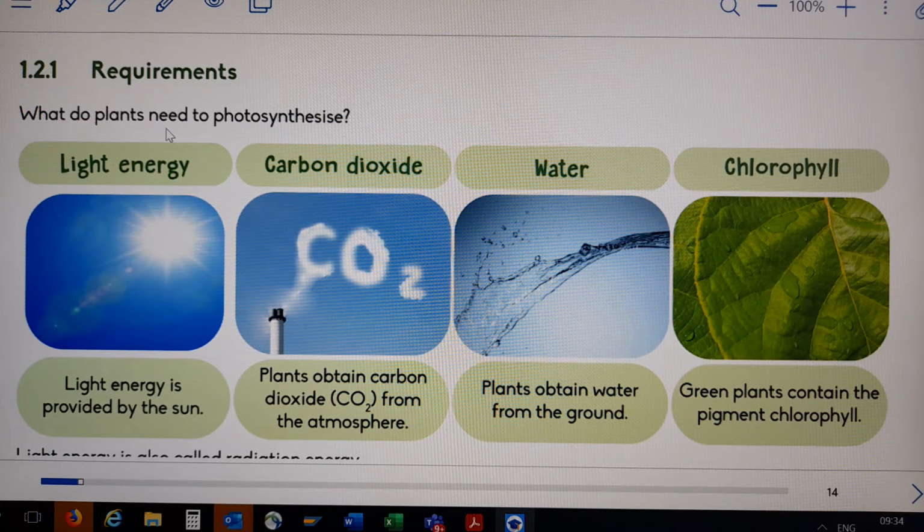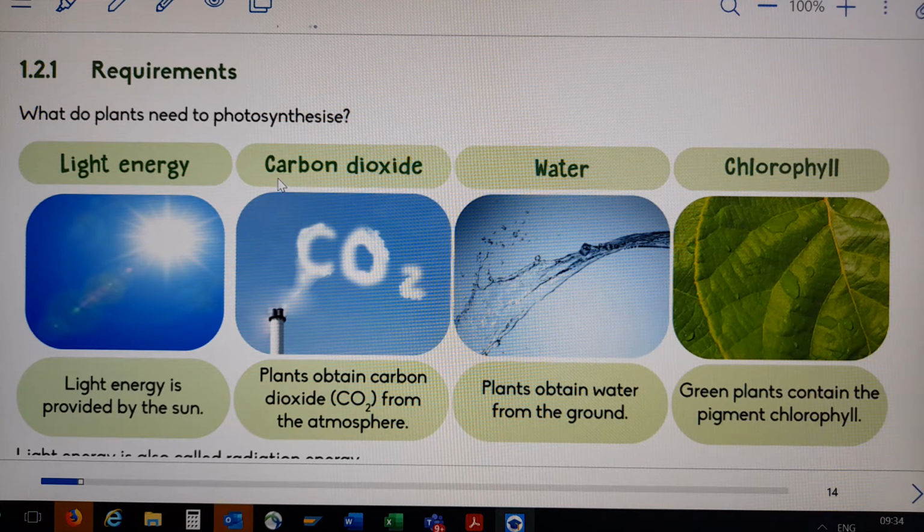What do plants need to photosynthesize? Photosynthesis means to make food from light energy. These four things are required for photosynthesis to take place. One, it is the light energy, and light energy is provided by the sun.